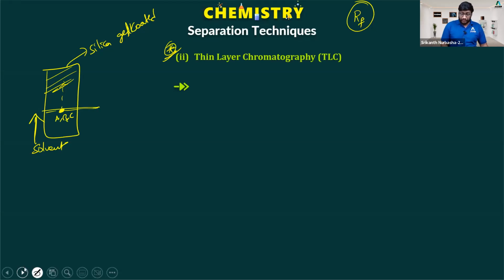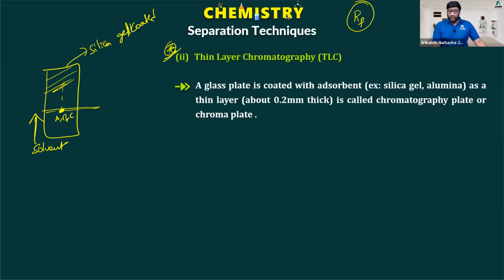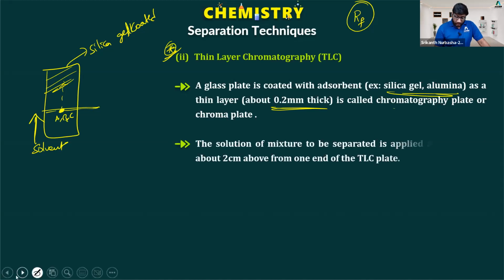Okay, let us study. A glass plate is coated with adsorbent, for example silica gel or alumina, as a thin layer of 0.2 mm thick. That's what I have explained. And that thin plate is said to be a chromatography plate or chroma plate. The solution of the mixture to be separated is applied as a small dot, the dot of mixture which has to be separated, about 2 cm from one end of the TLC, thin layer chromatography, plate.